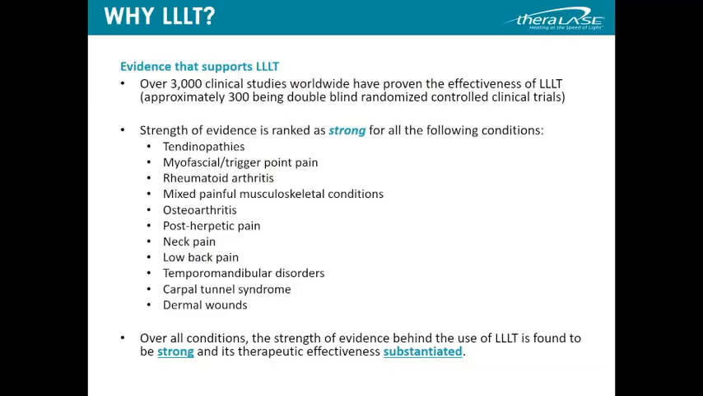Now, low-level laser therapy is supported by randomized controlled clinical trials. There's over 3,000 of these studies worldwide, and about 300 of them are double-blind randomized controlled trials. The strength of the evidence is actually ranked as strong for all the conditions that you see here on your screen. So it's a number of different neuromusculoskeletal conditions, anywhere ranging from tendinopathies to myofascial trigger point pain, rheumatoid arthritis or even osteoarthritis, neck pain, lower back pain. So the evidence from these clinical studies is very strong in the clinical effectiveness and the treatment of low-level laser therapy. The strength of evidence behind the use is found to be strong overall, and its therapeutic effectiveness is substantiated.